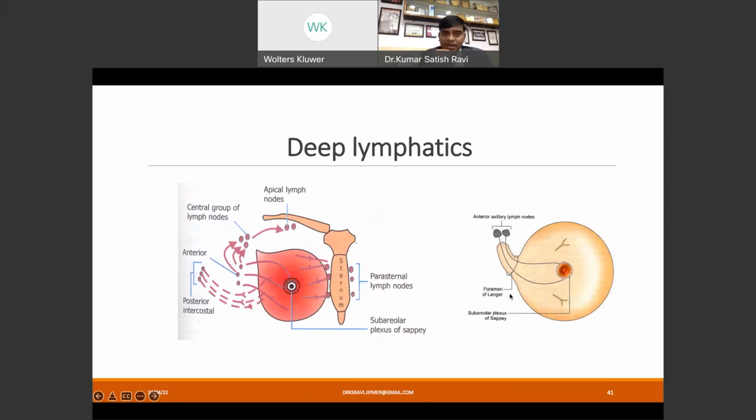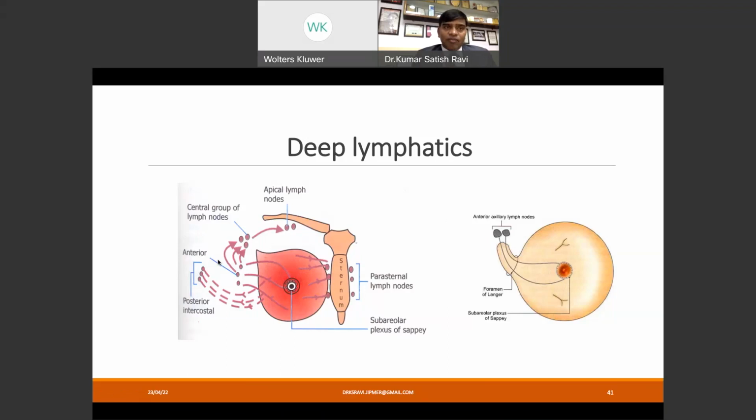There is a plexus of lymph vessels deep to the areola, which is called the subareolar plexus of Sappey. When we see this subareolar plexus of Sappey, most of the lymph from the breast drains into the anterior axillary lymph nodes. Over here, you can see the anterior axillary lymph node.